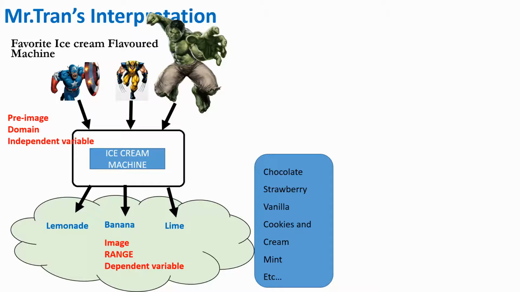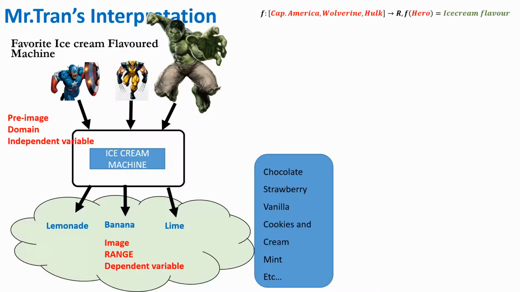Okay. Yes? Does the codomain include the range? Yes, because the range is technically the codomain. It's just the restricted part of the codomain. And so, if I were to write it in function notation, I'm going to use the letter F to describe this ice cream machine. My domain, which is the heroes I've chosen, I've only chosen Captain America, Wolverine, and Hulk.